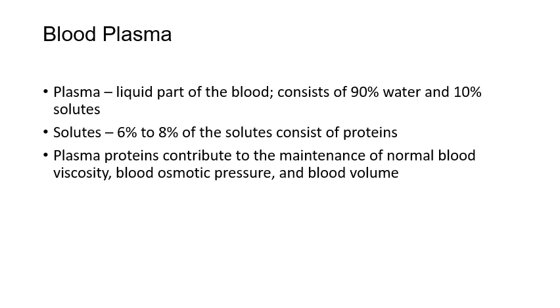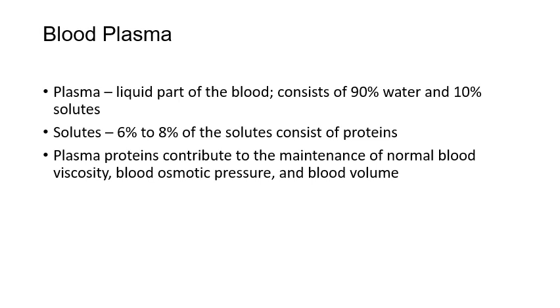All right, so let's talk about the plasma specifically before we get into the formed elements here. So again, plasma is that liquid part of blood. It's about 90% water and 10% solutes, solutes being the things that are dissolved in the water. A lot of those solutes are going to be proteins.